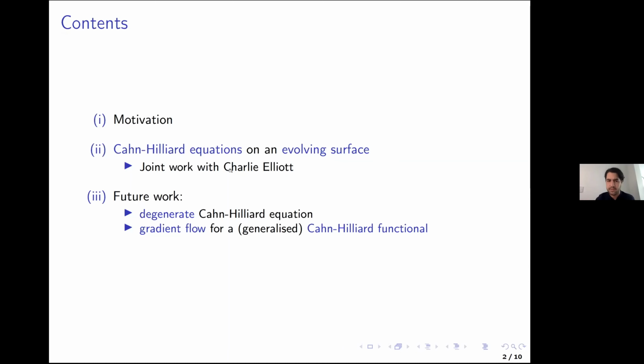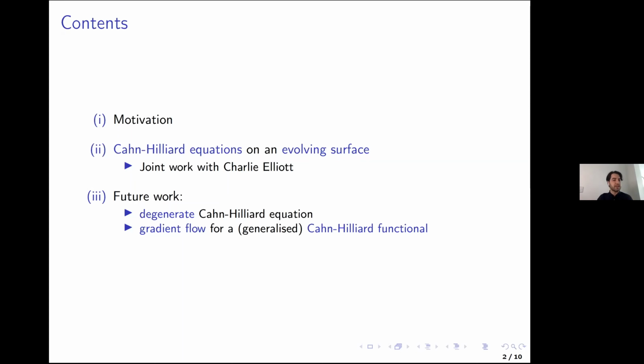So this is joint work with Charlie, my supervisor. I just want to talk to you a bit about the well-posedness results we have obtained. And then if we have time, I don't think we will, I can describe to you some of the work I've been doing more recently, part of it with the degenerate version of the Cahn-Hilliard equation. And then there's an interesting gradient flow problem associated with the Cahn-Hilliard equation as well, which if we have time, I would like to describe as well.